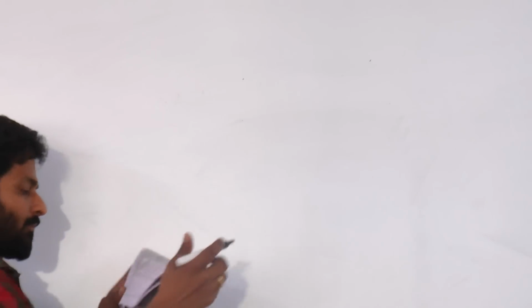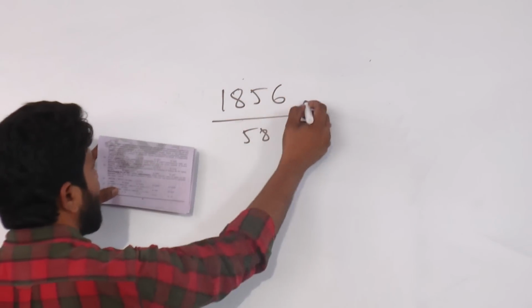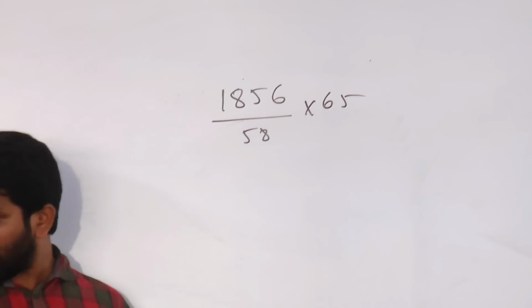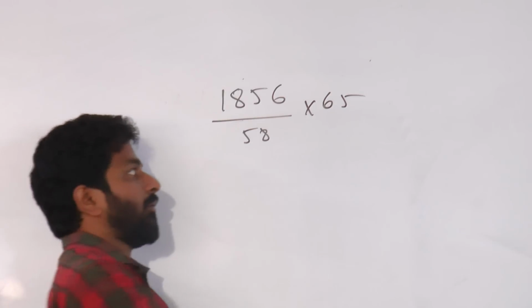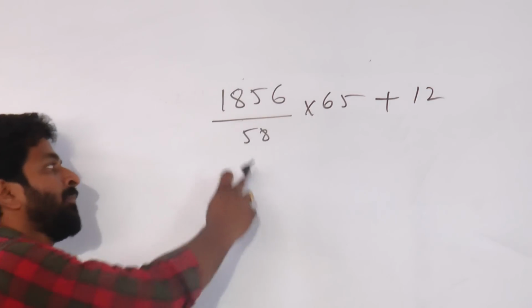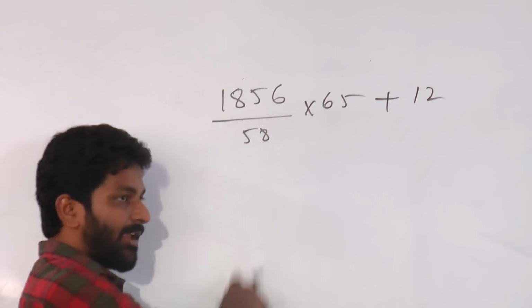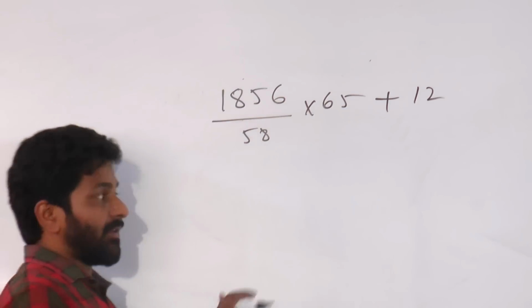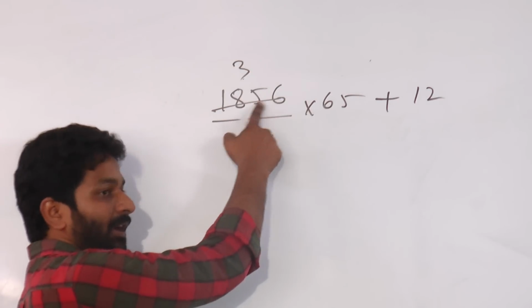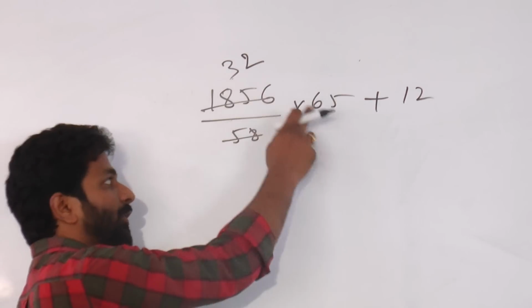Question 36. 1856 divided by 58 into 65 plus the square root of 144, which is 12. Right. 58 3 times is 174. You have 116 2 times. 32 65 times.